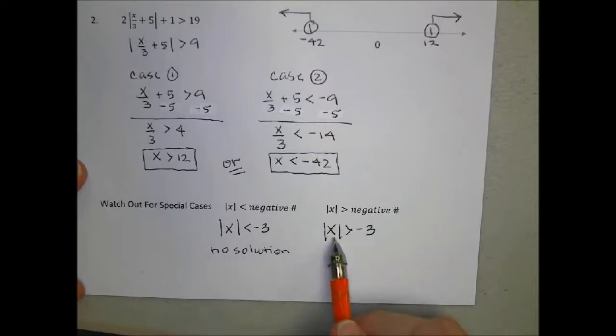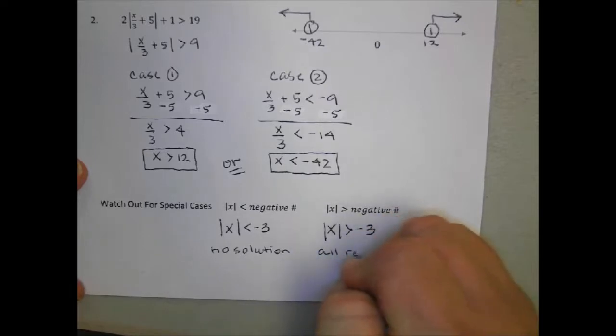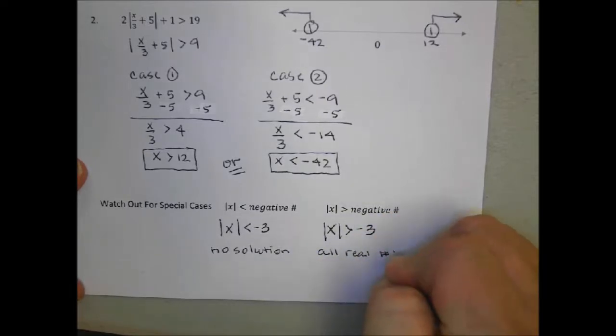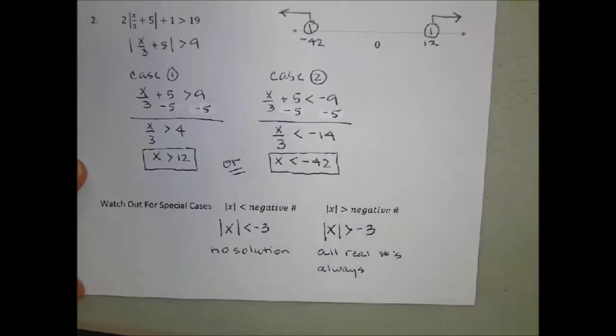But for the exact same reason, there's a different answer here. Absolute value x greater than negative 3. Well, this one's going to be all real numbers. Or maybe some teachers want it like this, always. When is the absolute value of x greater than negative 3? Well, it's going to be always. Because whatever you put in there, the absolute value bars are going to turn it positive, and a positive number is always greater than a negative number.